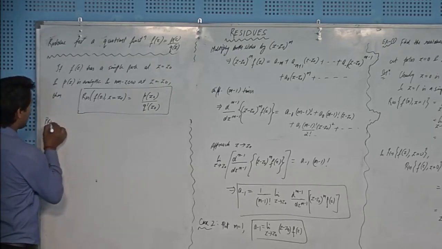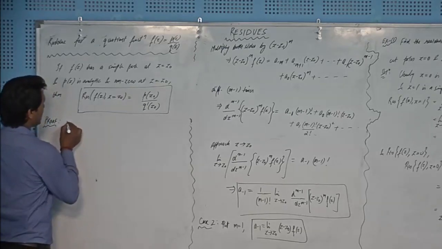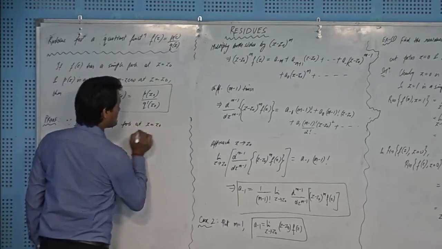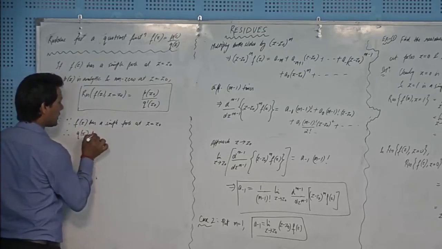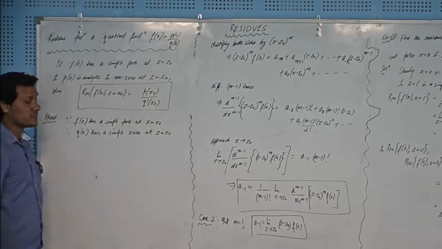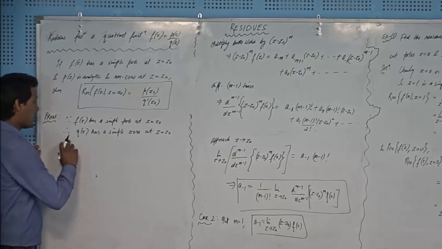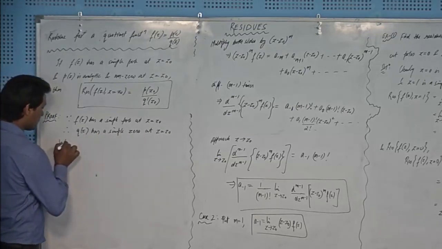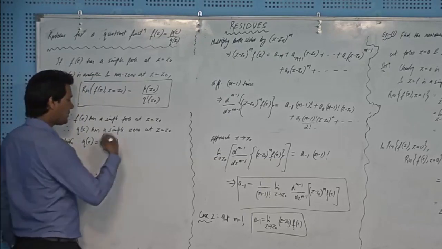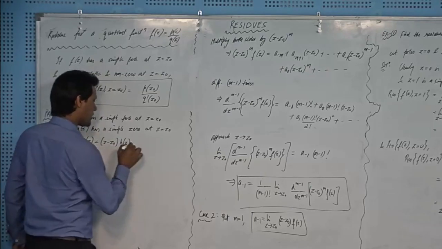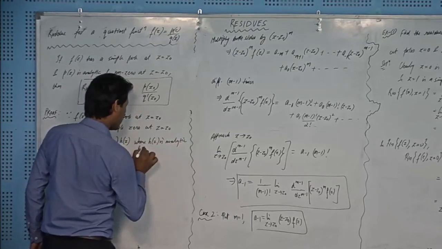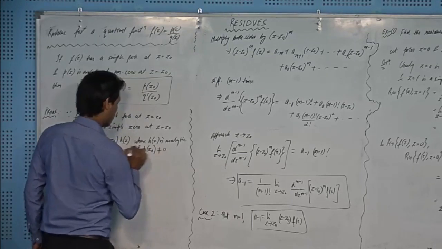First, I will write a small proof for the formula. Since f(z) has a simple pole at z equal to z naught, it implies that q(z) has a simple zero at z equal to z naught. We have been using this fact many times. Now since q(z) has a simple zero at z equal to z naught, write q(z) as (z minus z naught) to the power 1, because it is a simple zero, multiplied by some function, let the function be h(z), where h(z) is analytic and h(z naught) is not equal to zero.